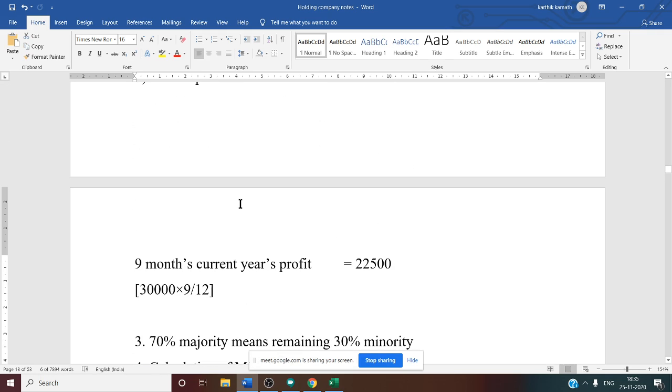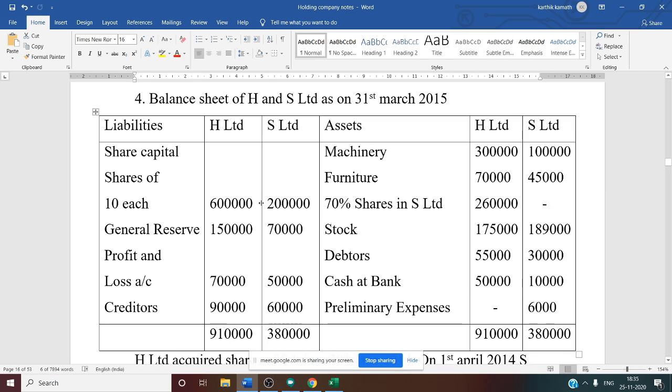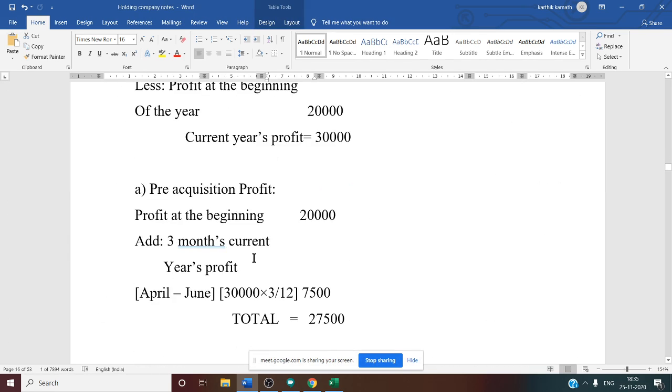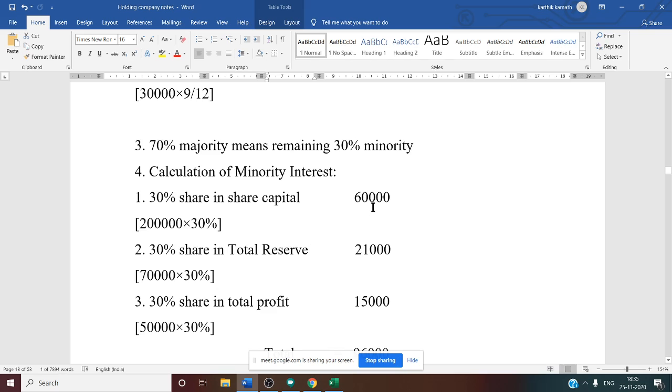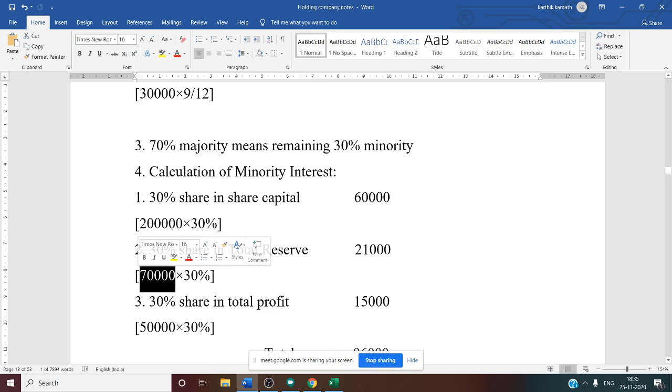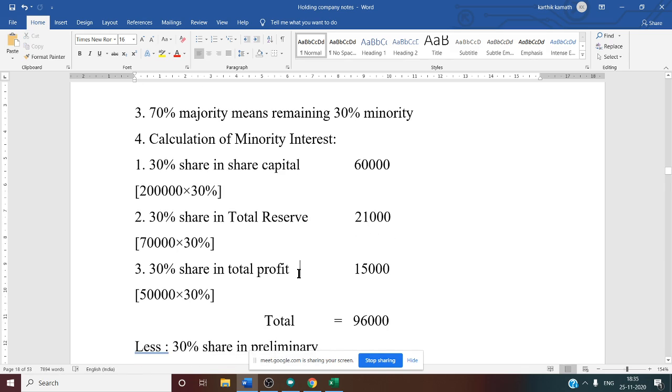Let us see the share capital of subsidiary now. Just see the question, share capital of subsidiary is 2 lakh. It is given, so 2 lakh into 30%. What is the answer? That is 60,000. Then the 30% share in total reserve. Similarly, total reserve of subsidiary we have to take, by seeing the question, balance sheet, 70,000 into 30%. Answer is 21,000.